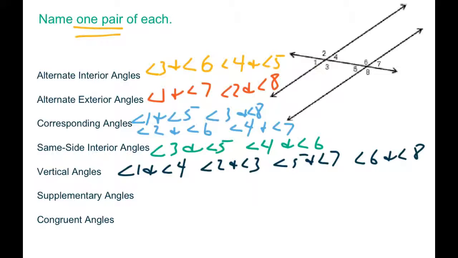All right, next is supplementary angles. Well, there's a bunch of them. Any angles that are adjacent to each other, on a straight line next to each other, are going to be supplementary.